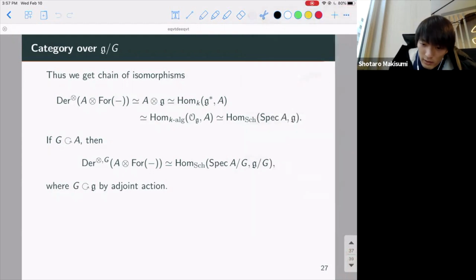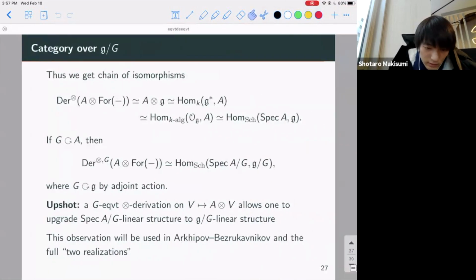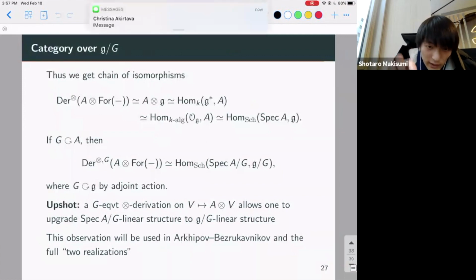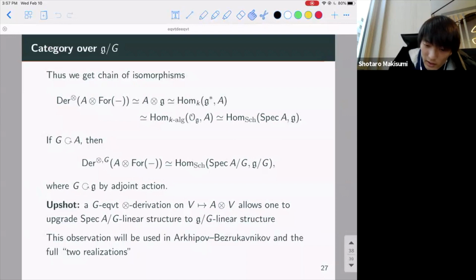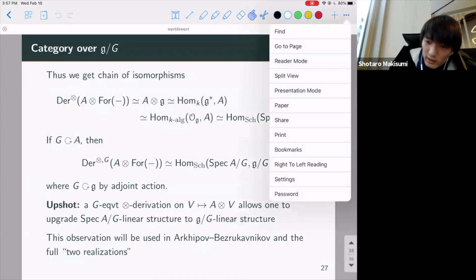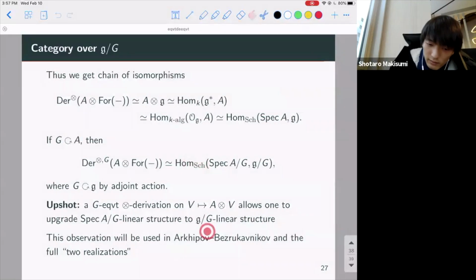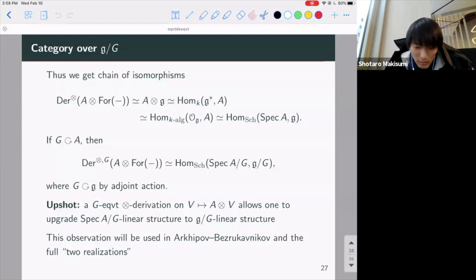So the upshot is that if I have a G-equivariant tensor derivation on this functor, then as soon as you have a Spec A mod G linear structure on a category, you can actually upgrade it to a structure over this stack. And this observation we will use in later talks on Arkhipov-Bezrukavnikov and Roman's full two realizations paper. That's all I wanted to say for today.